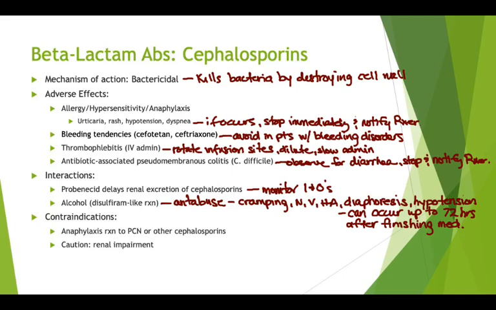Interactions that we might see: probenecid is going to delay the renal excretion of your cephalosporins. So again, with these patients, you're monitoring their kidneys. And then your alcohol, it's going to have an Antabuse-like effect. So you're going to see cramping, nausea, vomiting, headache, diaphoresis, hypotension. And this can happen even as long as 72 hours after finishing your antibiotic.